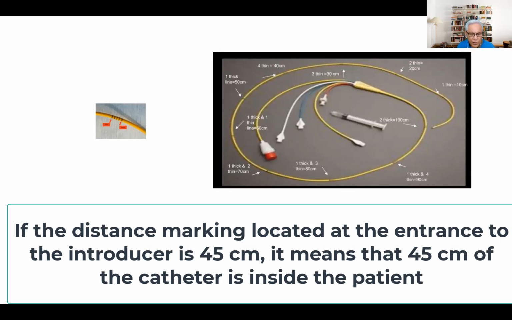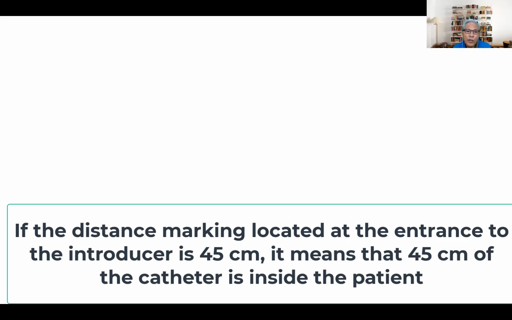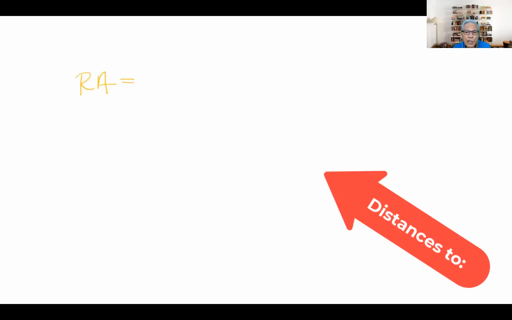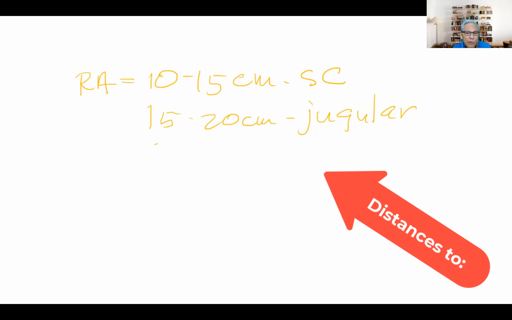There are several distances that are going to be very important. To the right atrium, the distance is 10 to 15 centimeters from the subclavian vein. If you were using the jugular vein, it would be around 15 to 20 centimeters. And if it is from the femoral vein, it would be 30 to 40 centimeters.